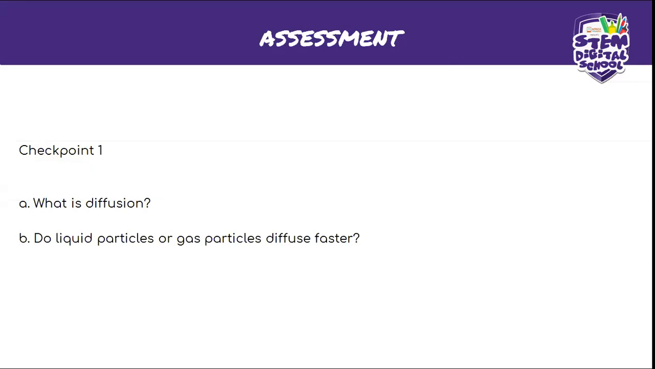Okay, somebody is saying yes. I don't want to read the answer. It says, what is diffusing? Do liquid particles or gas particles diffuse faster? Yes, somebody got the answer. So let your answers come in.